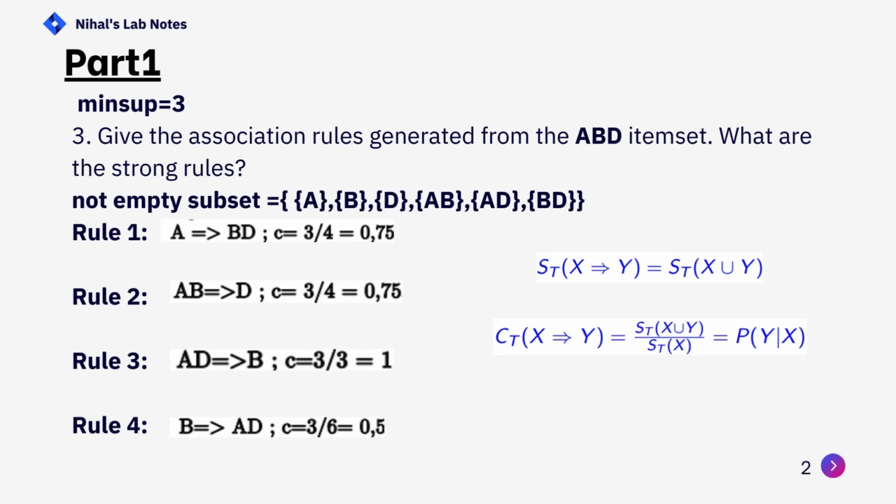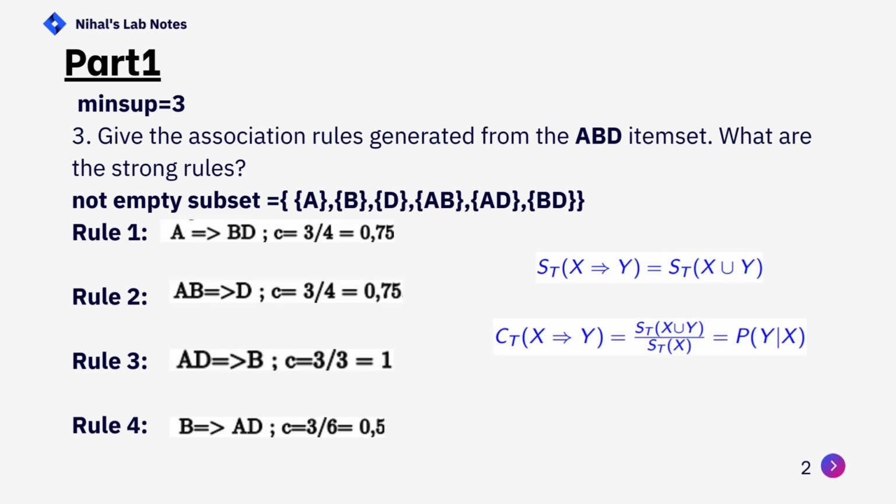Now let's see the third question. They say, give the association rules generated from the ABD item set. What are the strong rules? So from ABD, how many rules can we have? ABD has 3 items, so 2 to the power of 3, because we have 3 items, A, B, and D. So we are going to have 6 rules.